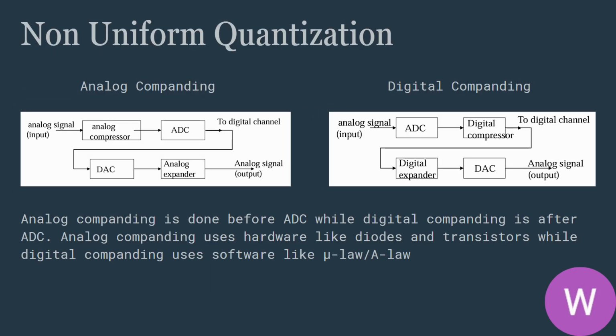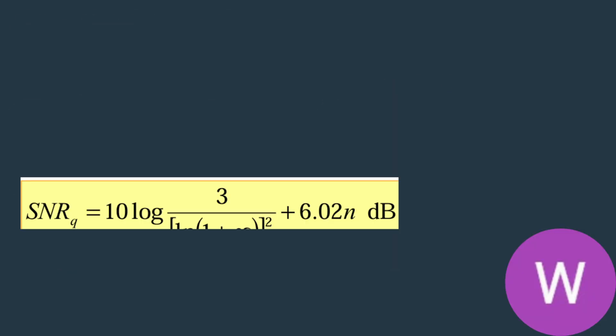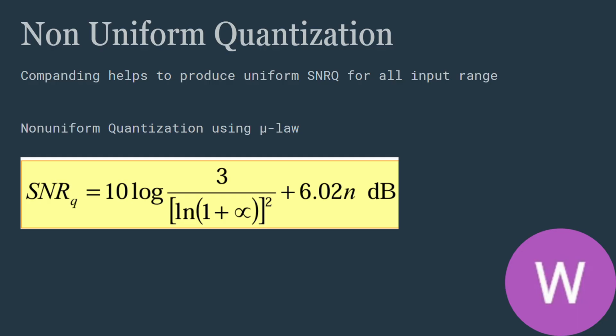Here there are two types of companding, analog companding and digital companding. Analog companding is done before the ADC. ADC is the analog to digital converter, while digital companding is done after the ADC. Analog companding uses hardware like diodes and transistors, while digital companding uses software like mu law or A law. Companding helps to produce a uniform signal to noise ratio for the whole input range. Here is the formula of signal to noise ratio for non-uniform quantization using mu law.